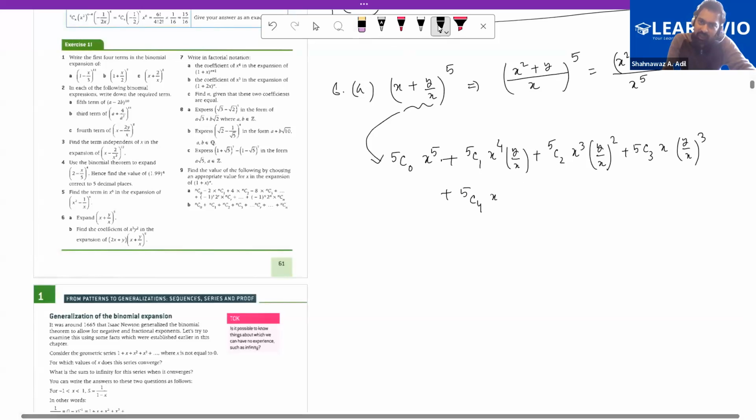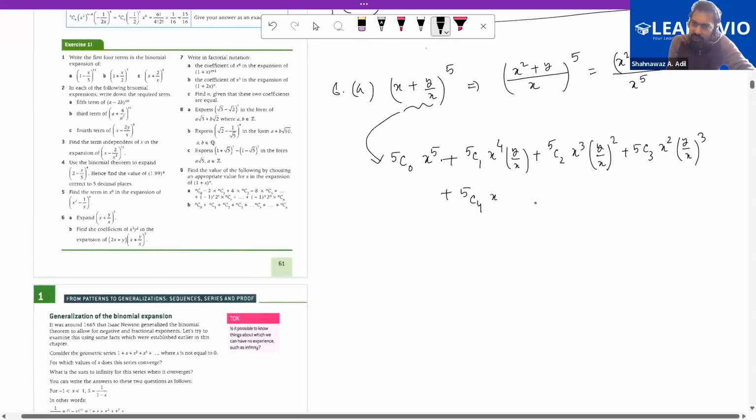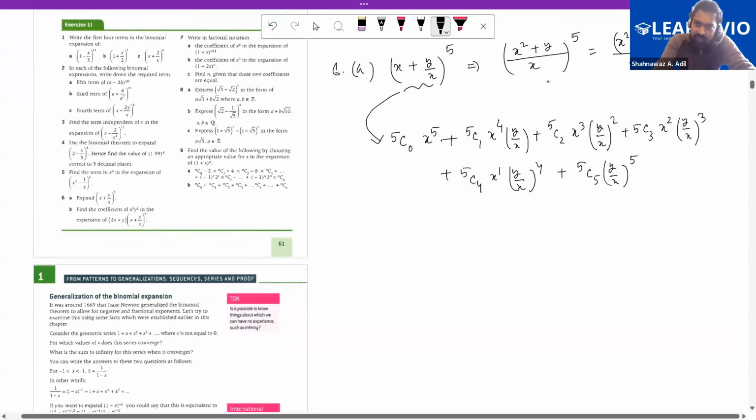So this is x square and then this is 3, and then this is x1 and then y by x to the power 4. And the last one is simply 5c5 and then x to the power 0 and y by x to the power 5. So this is the expansion, and now we have to write all these values, right?